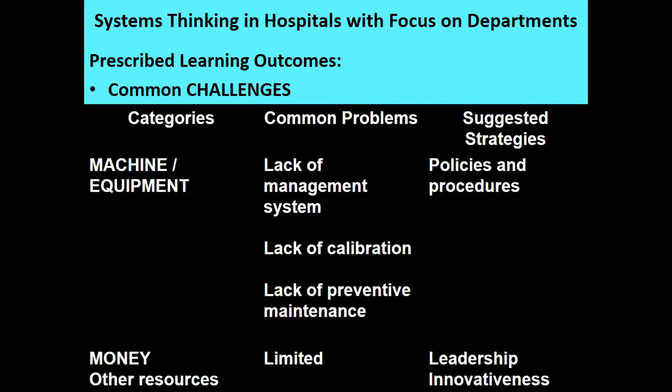Machine and equipment. The common problems here will be the lack of a management system for these machines and equipment, and lack of calibrations and preventive maintenance, which lead to waste of resources. Suggested strategies will be to put policies and procedures on these particular areas. And then money and other resources. The main problem is there is always a limit in these resources. It's always a problem. So we just have to rely on the leadership and innovativeness of the leaders on how to get the money.